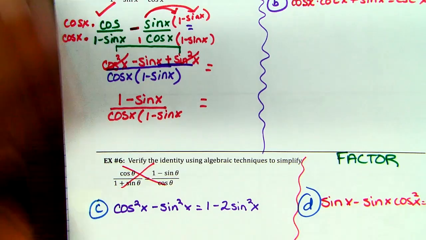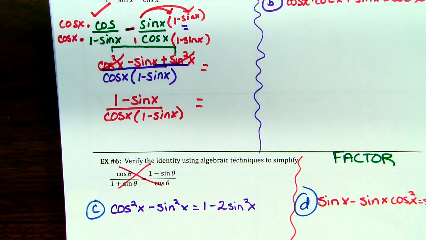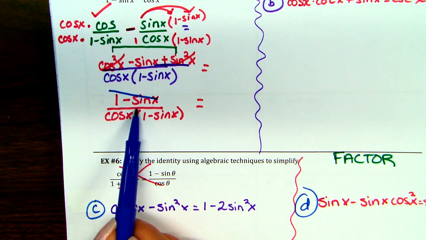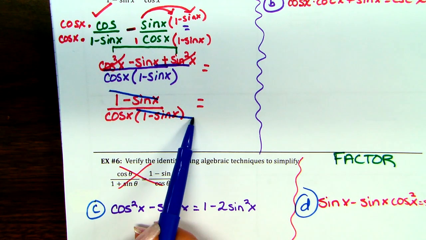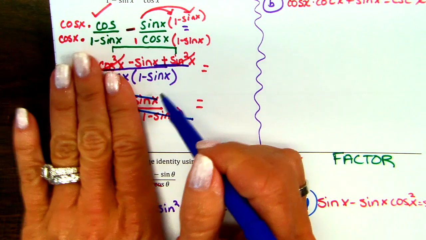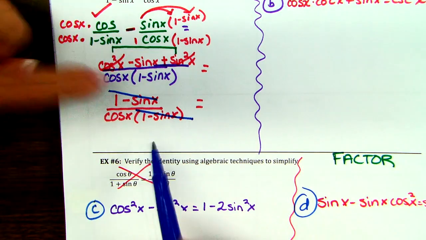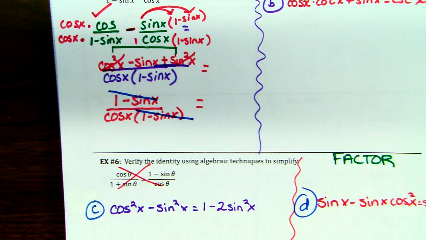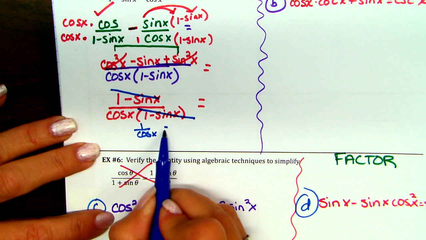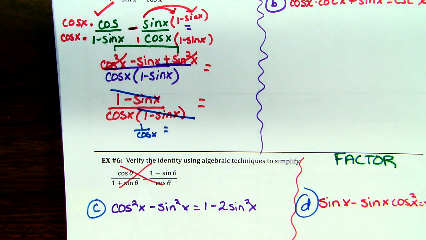Do you see it? You can cancel it out. I'm allowed to cancel 1 minus sine x on top with 1 minus sine x in the bottom because I'm canceling the whole thing, okay? I'm not canceling sine for sine or the ones, but the whole binomial with that whole binomial. So you're left with 1 over cosine x, and we're ready to write our answer because 1 over cosine x is secant.